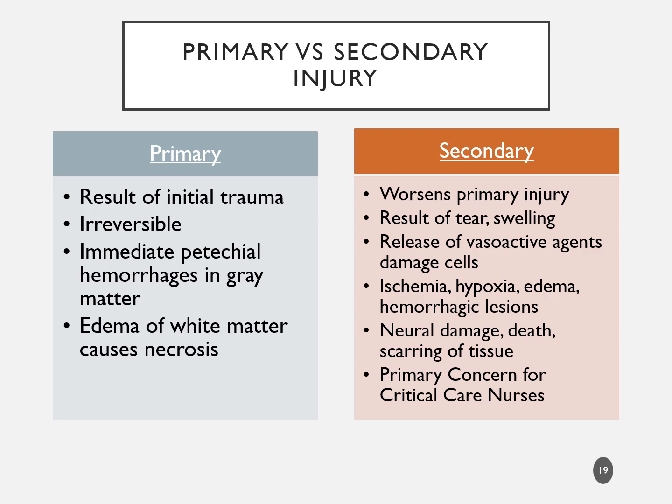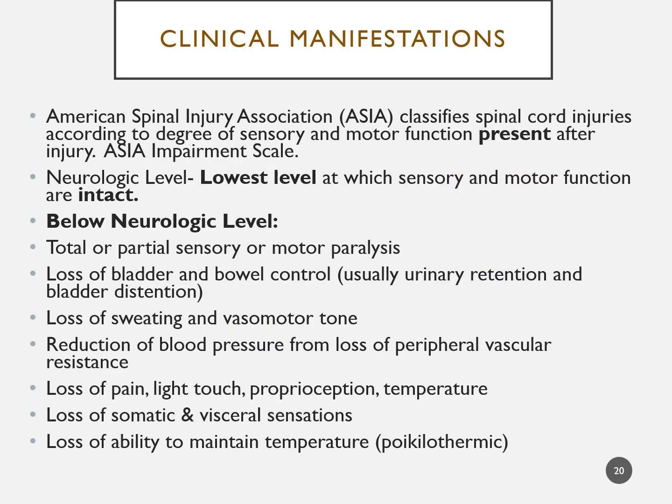You can have the cord itself swell. There can be bleeding into the spinal cord, hemorrhagic lesions. And all of this can lead to neural damage. Those neurons are being damaged, and there can be scarring and death of the tissue. This really is what we are trying to prevent as healthcare providers, trying to prevent that further injury for our patients. So what does it look like when our patients have a spinal cord injury?